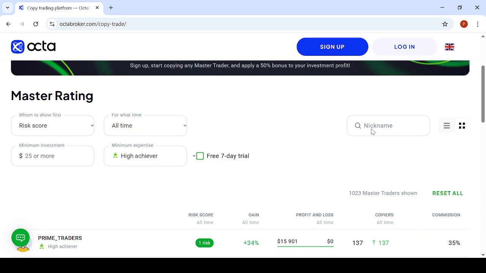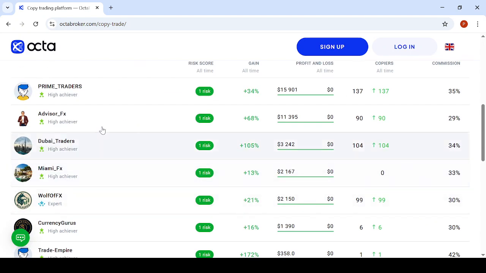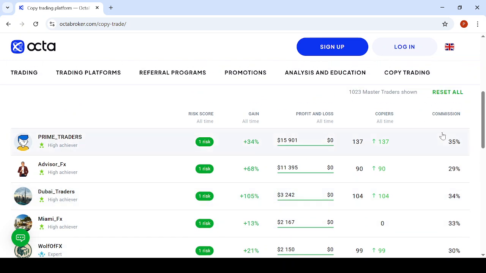Now, this is basically what the platform looks like. These are the traders and these are their risk scores. This is their top gains. This is their profit and losses of all time. And these are the amount of people copying their trade. This is basically the commission that they gain, which you split. They get 35% of whatever profits they make, as the case may be.